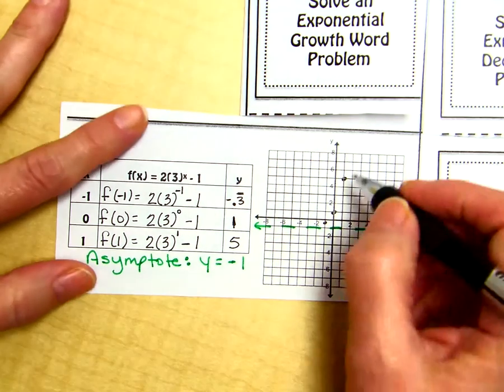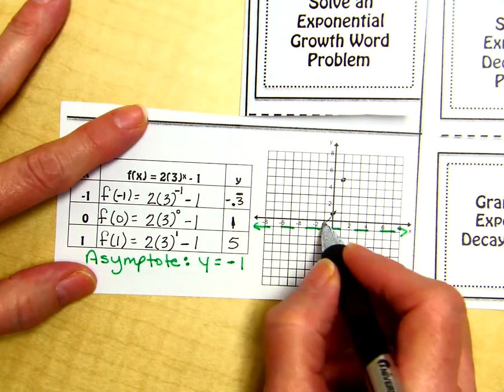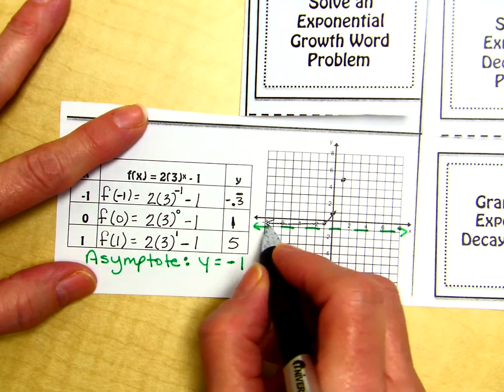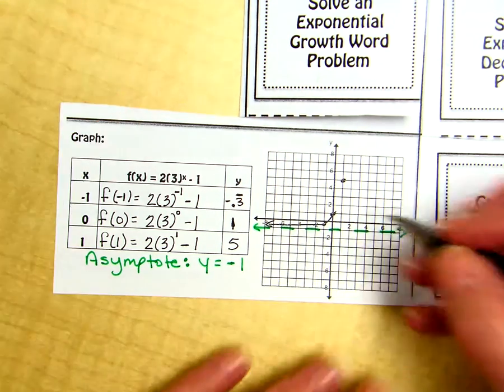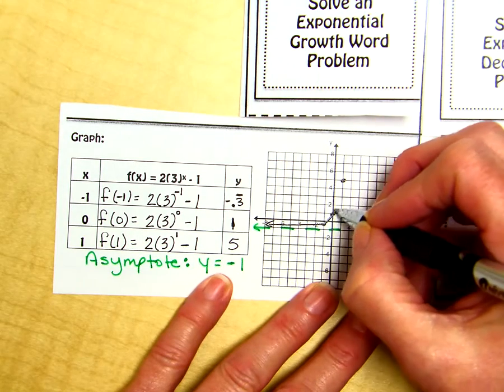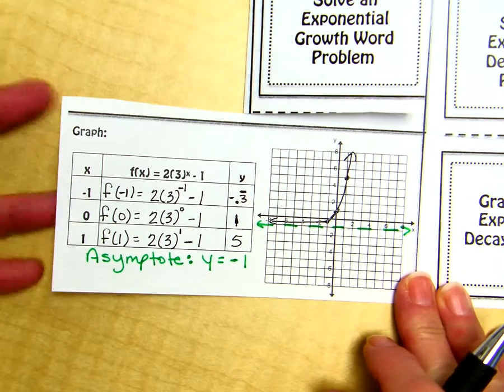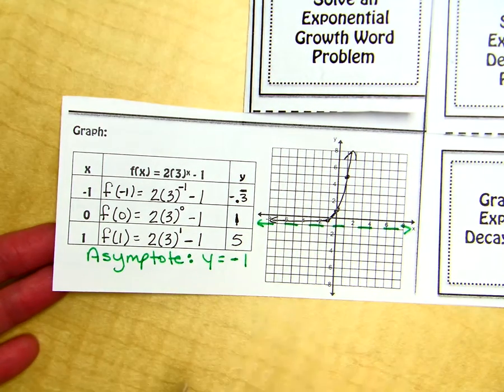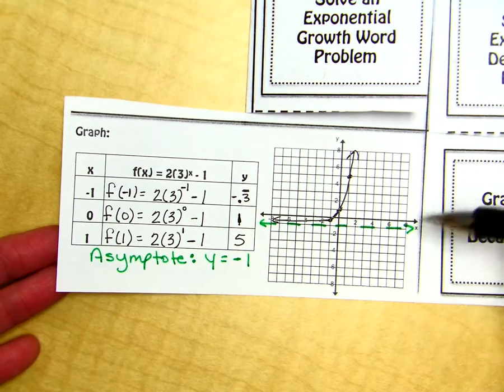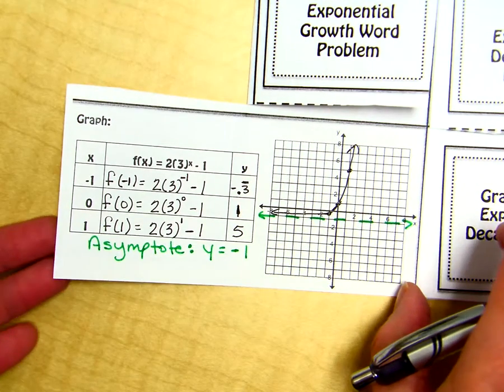So that means as we come over here to the left, as we're going that way, we're going to get really close to -1, but never equal it. And this other just goes off into infinity. So that is the graph of growth given this function here with our asymptote being moved down 1 unit.